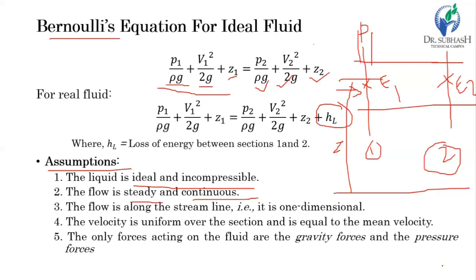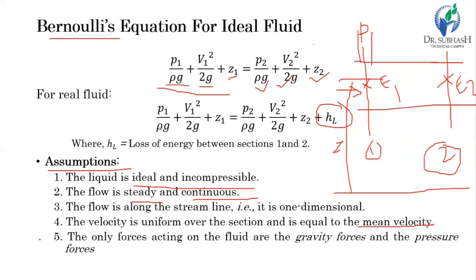It is considered a steady flow, so there is no variation of any fluid parameter like velocity or acceleration with respect to time. It is also continuous, so there is no break or fluctuation of the flow. The flow is along the streamline, so it is one-dimensional flow. This is also a consideration. When applying to two-dimensional and three-dimensional flow, we have to consider different things. The velocity is equal to the mean velocity. This is again an assumption, and why it is important we will discuss further.